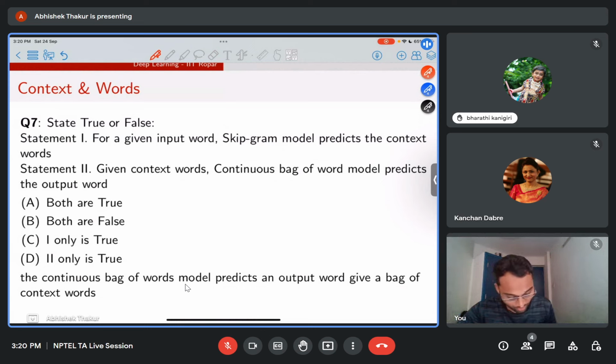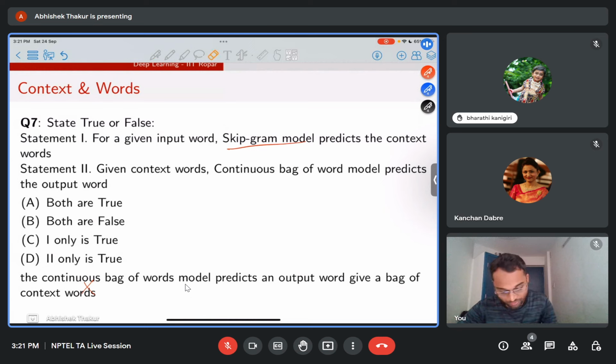So we know that in the continuous bag of words model, we give the context words as input and it predicts the output. And in a skip gram model, we give the word as the input and it predicts the context as output. So both statements are true because the continuous bag of words model predicts an output word, and this is written as an incorrect statement, meaning written in a wrong grammatical way.